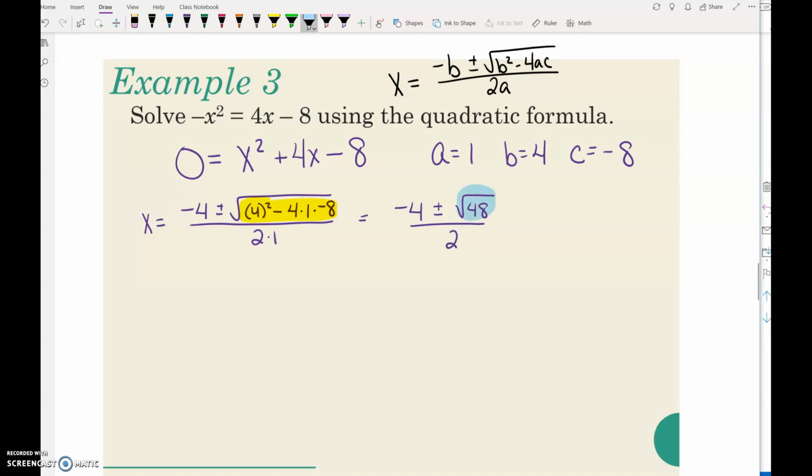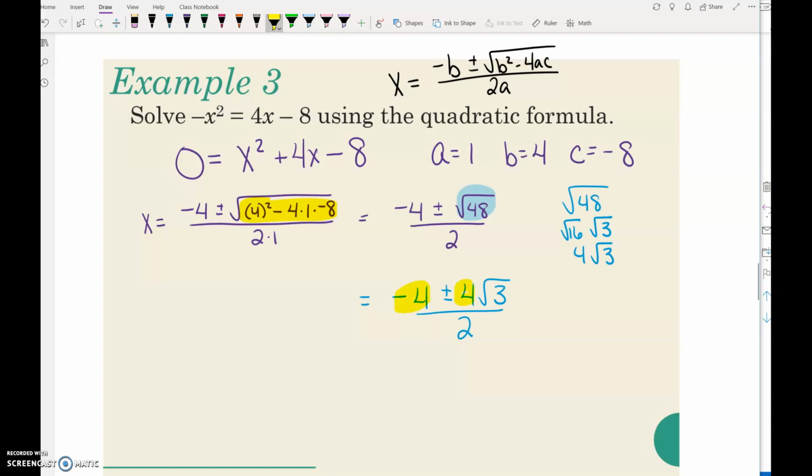So now I want to simplify the square root of 48. Can we do that divided by 16? We can. If you think 4 works, try 16. So this splits into the square root of 16 times the square root of 3. So that's 4 times the square root of 3. So we have negative 4 plus or minus 4 times the square root of 3 all over 2.